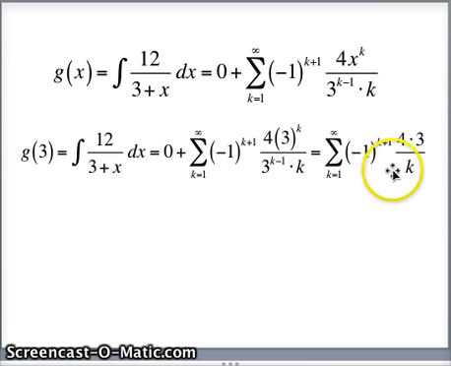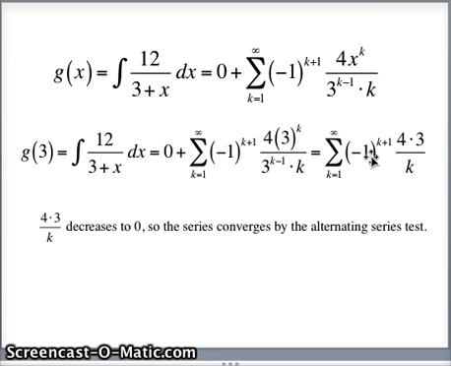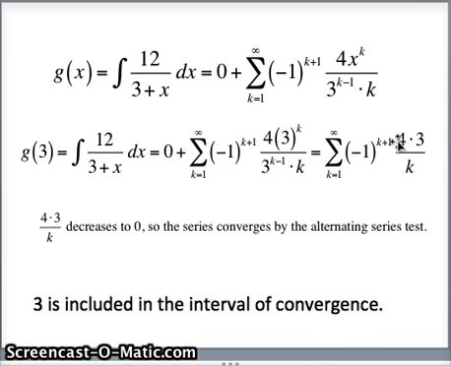So the sign flasher, negative 1 to the k plus 1, is still there. 4 times 3 is 12. 12 over k decreases to 0. And this is an alternating series. So what does that tell us? We know that the series must converge by the alternating series test. So 3 is indeed included in our interval of convergence.